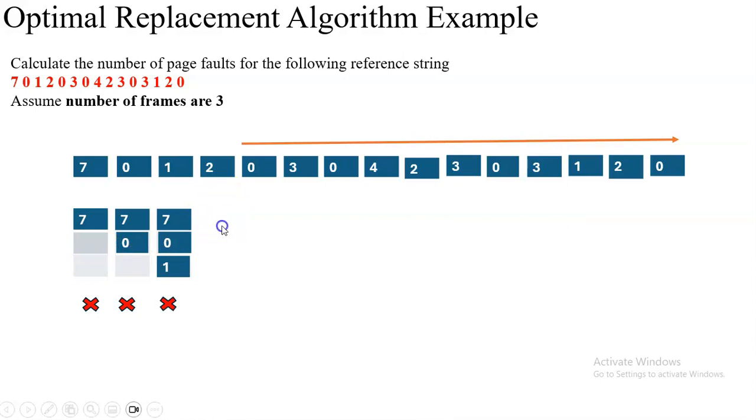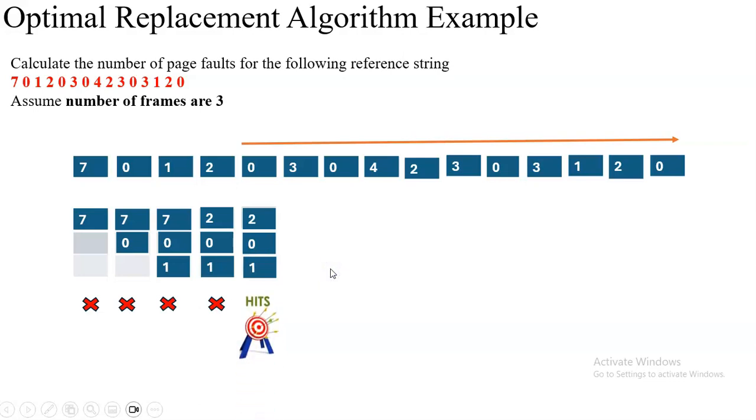So when 2 comes, we will check 7. If you check, 7 is nowhere in the string ahead. Then comes 0 and then comes 1, which means that since 7 is not there in the string, straight away we can replace 7 with 2. And when we are replacing, that means there is a page fault. Now comes 0. Just check, 0 is already there in the frames, so no need of bringing it. That means it is a hit.